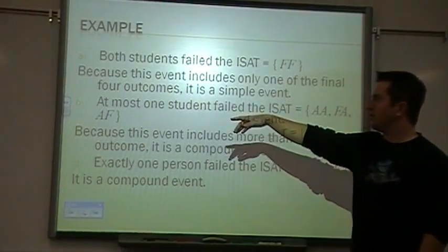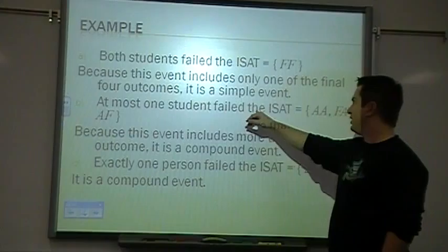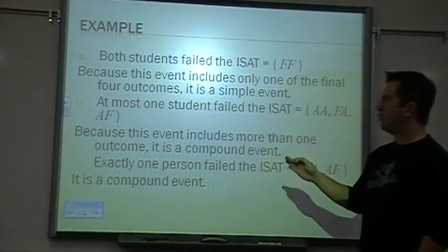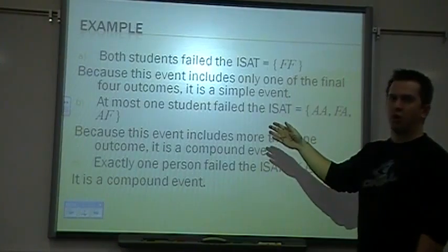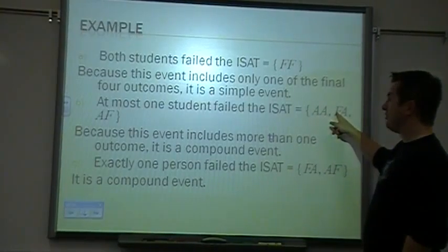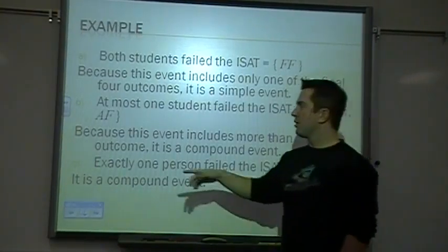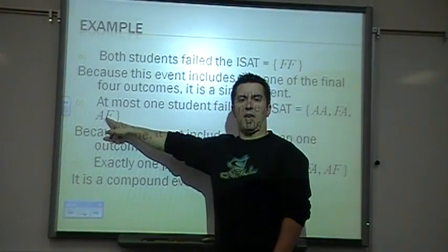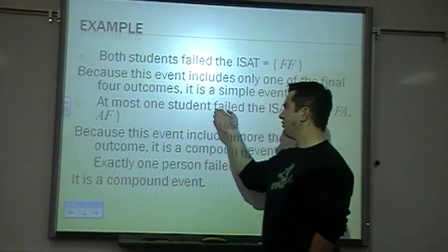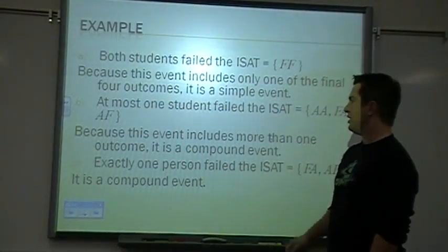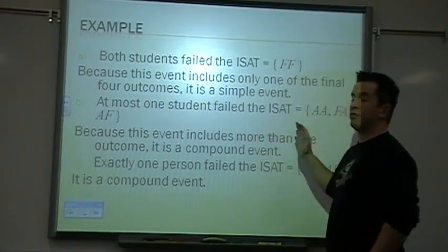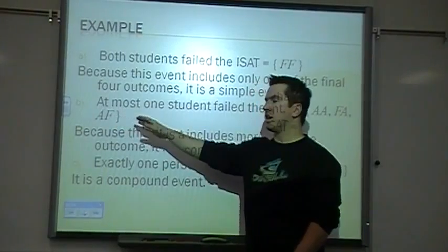So let's go to B, where it says at most one student failed the ISAT. Alright, so this could mean a couple things. At most one student failed the ISAT. So it can mean no students failed the ISAT. Could mean the first person failed the ISAT but the second passed, or it could mean the first person passed and the second one failed. Those are all possible outcomes for at most one student failed the ISAT. Okay, this would be what we want to call a compound event. There's different outcomes, there's more than one outcome. That would be a compound event.